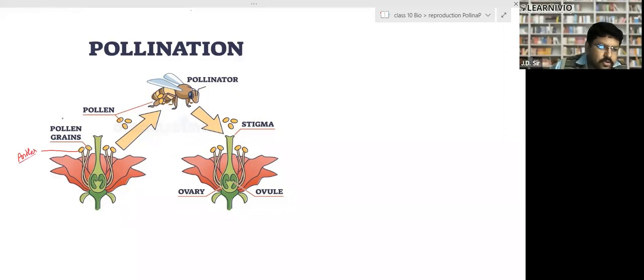Inside the anther, these are the anthers, and inside the anther there are these structures. These cells are called pollen. They are transferred either with the help of insects or through the wind. There may be various methods.